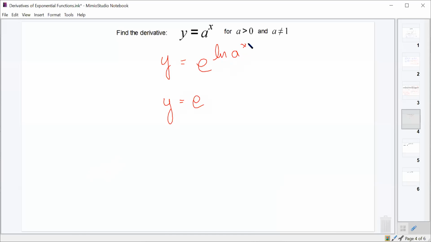You guys know your log rules, right? What can I do with this power that's inside of a logarithm? Can you move it to the front? I can. e to the x natural log of a. And now I have a fairly simple function here.